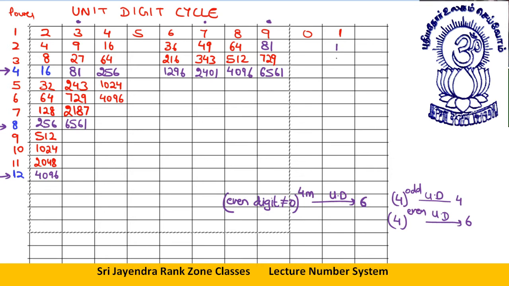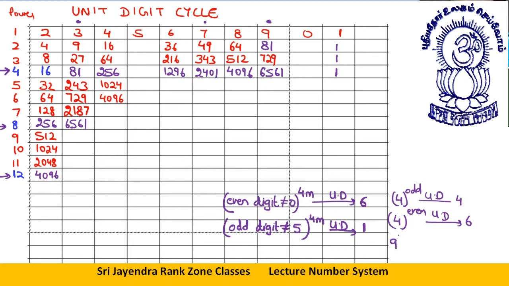1 raised to any power will give me a 1. Basically, what do I need to concentrate on in this line? Any odd digit which is not equal to 5, if this odd digit is raised to a power of 4 or a multiple of 4, your unit digit will be 1 only. Remember this thing. Any odd digit raised to a power of 4 or a multiple of 4, your unit digit will be 1.